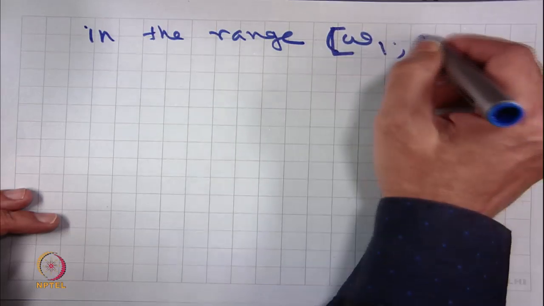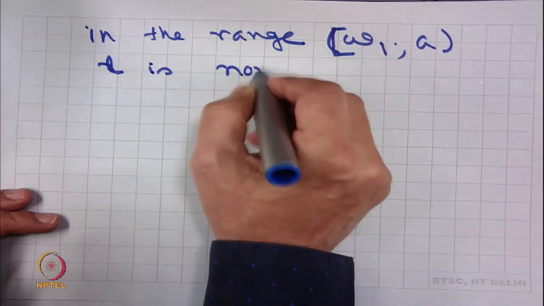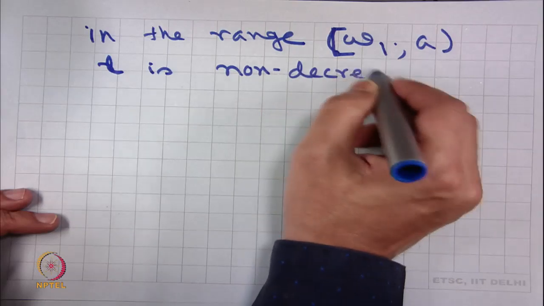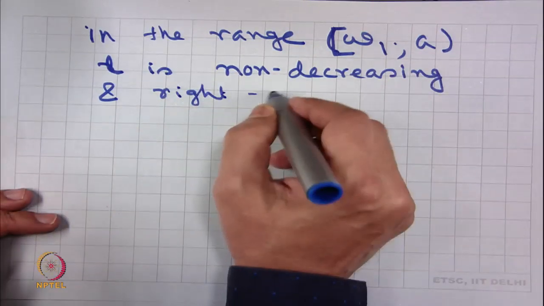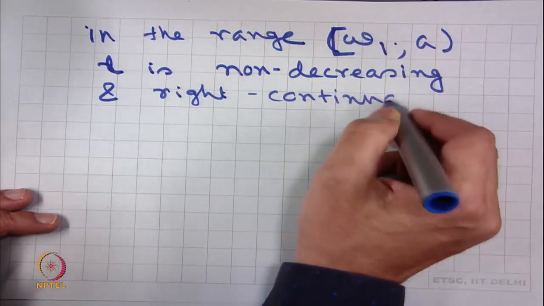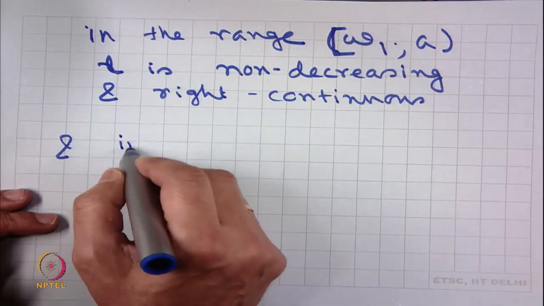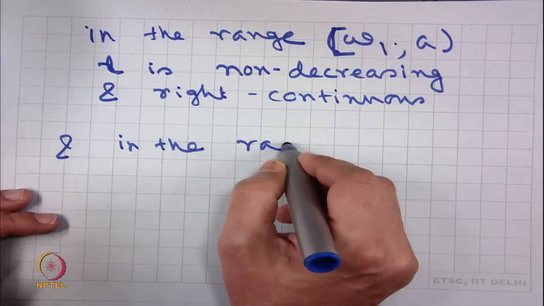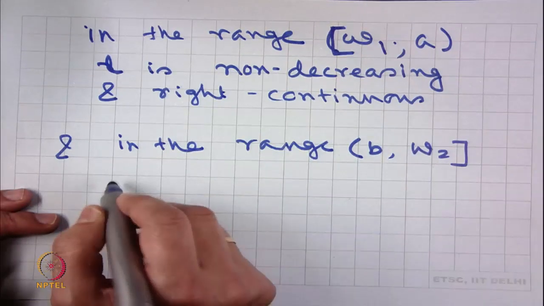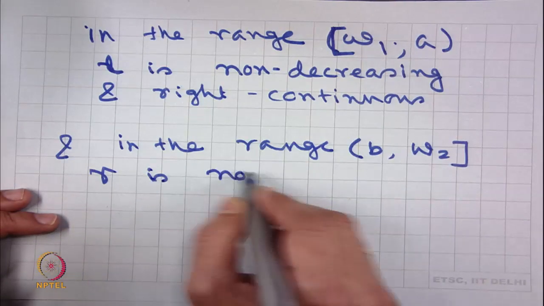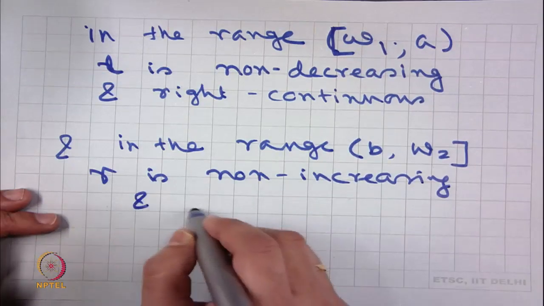W 1 to A, L is non decreasing and right continuous, and in the range B to W 2, R is non increasing and left continuous.